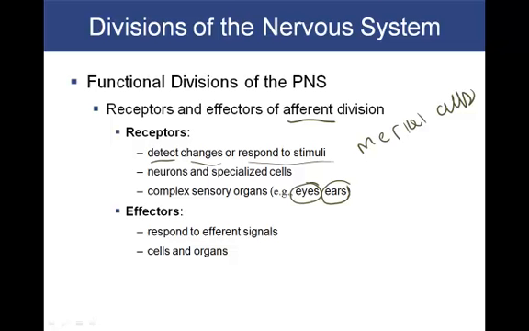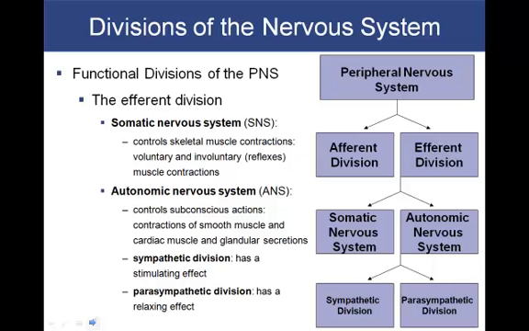Effectors are the structures that respond to those efferent signals. So these tend to be cells and other organs. Anything that's going to respond to the efferent signals would be referred to as effectors. So those were sort of categories of the afferent. We're now going to focus on the efferent. The efferent division can be divided into the somatic nervous system and the autonomic nervous system.